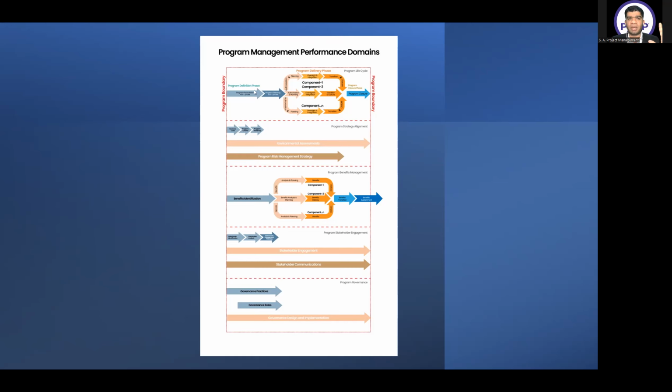The most documents we are making under the program definition phase, starting with business case, charter, and the program roadmap, making benefit register and stakeholder register and program governance plan. Under the program planning phase, I am making a program management plan, and then the components, everything is coming under a program delivery phase, and then we go to the program closure phase. Yes, Jay Prakash, do you have any question?